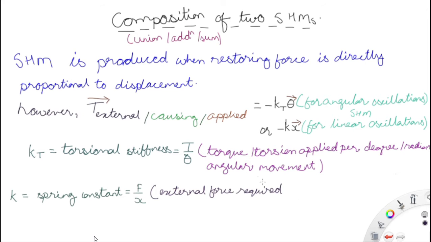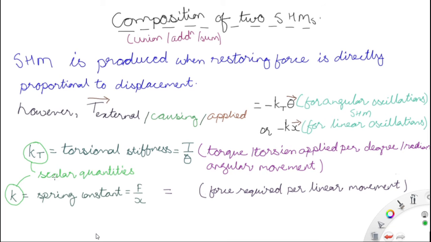Now the spring constant is equal to F by x, where F is the external force and x is the linear movement. Whether you take the external force or the restoring force, the spring constant is equal to F by x. Both these constants are scalar quantities.